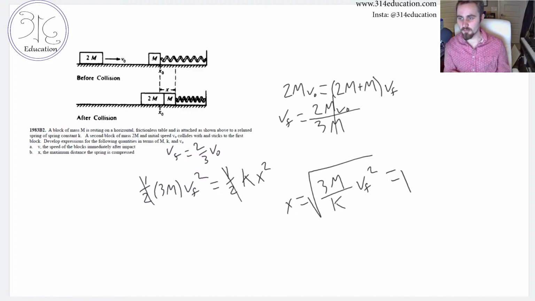And we want to plug in vf. So this is going to equal 3m over k times 2/3 v naught squared. That can reduce a little bit. The 3 can go away, and then we get a 4 up top.